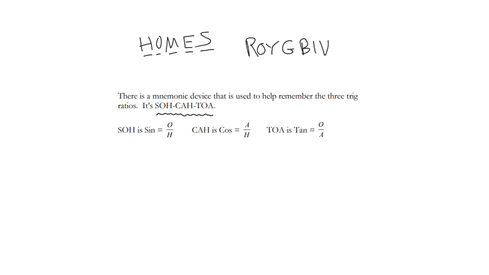Now, if you just remember that sine is opposite over hypotenuse, that's great. If you just remember that cosine is adjacent over hypotenuse, great. But if you need this mnemonic device, it is there for you.